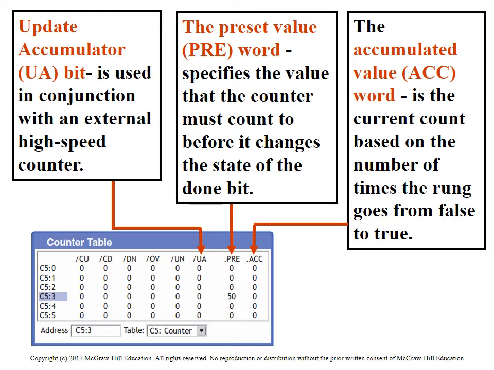The preset value, I've not really used that in the past, so I don't have a whole lot of background with it. The preset value word, PRE, specifies the value that the counter must count to before it changes the state of the done bit. So again, this is the value that you enter into the counter to say when you reach whatever number you've picked out, then the output turns on. And of course, the cumulative value is the current count.